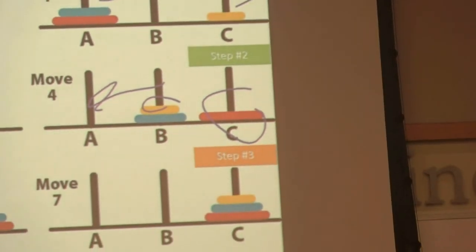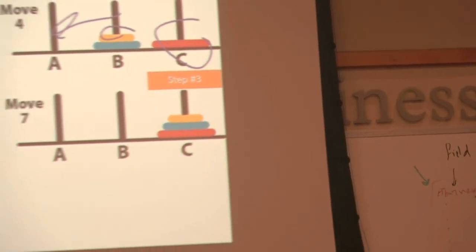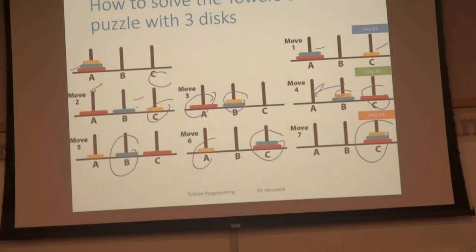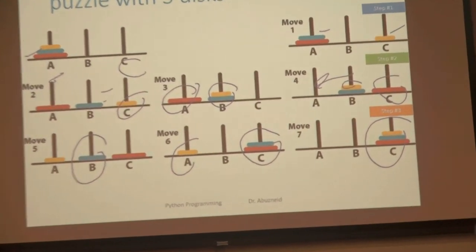Then I take the yellow and put it here, and the blue, I put it here. Then I take the yellow and put it on top of it. Right? That's the algorithm. Clear, right? So we need to write a code for it.